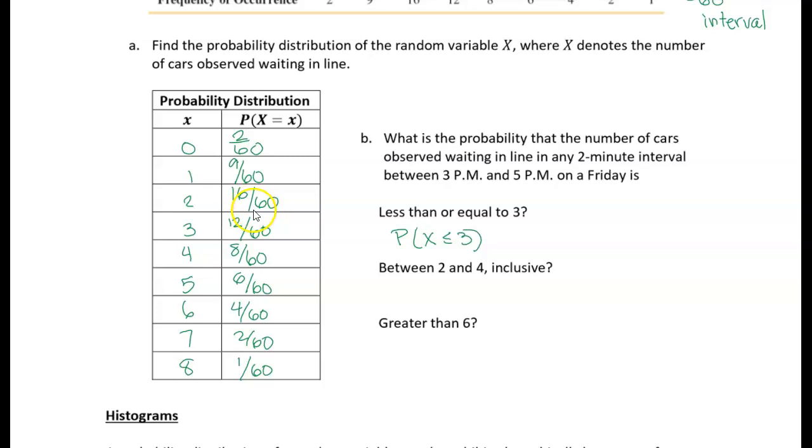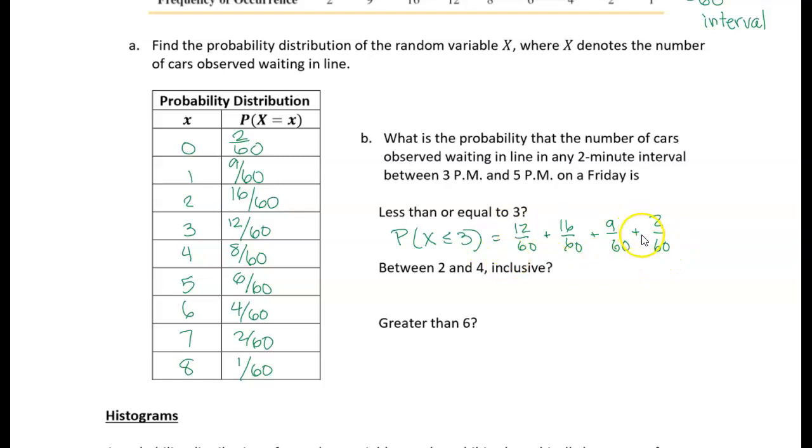We're just going to add up the probabilities, okay? Because all of these are mutually exclusive, so we can just add the probabilities. You know, we can't have 2 cars and 3 cars waiting in line at the same time. It's either going to be 2 or 3. So we're just going to add up the probabilities. So we have 12 out of 60, 16 out of 60, and then 9 out of 60, and then 2 out of 60 times we had 0.